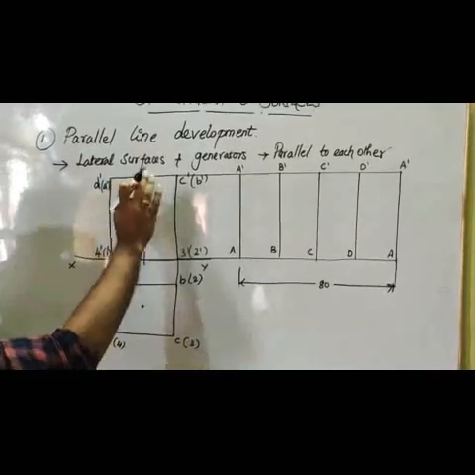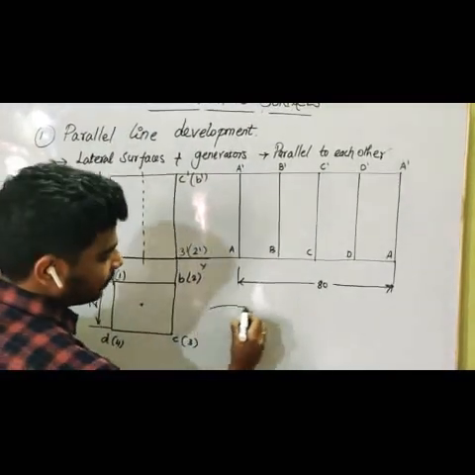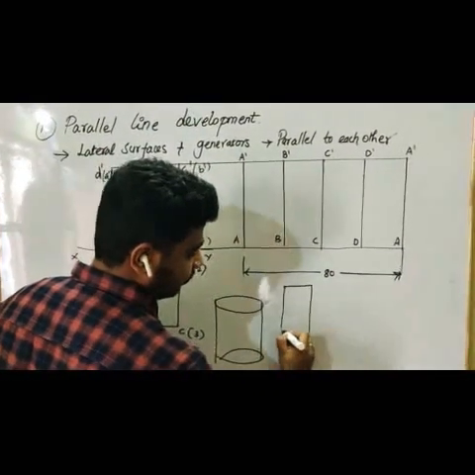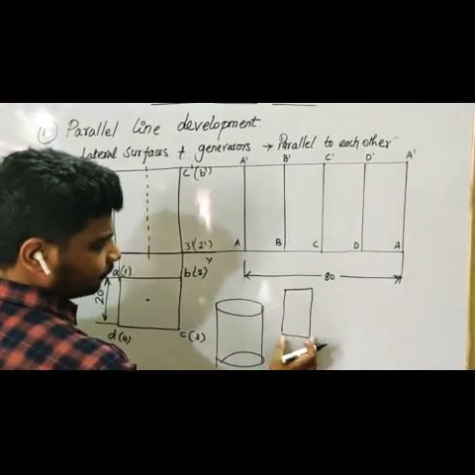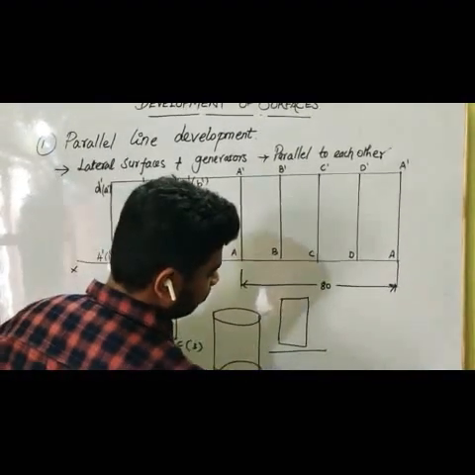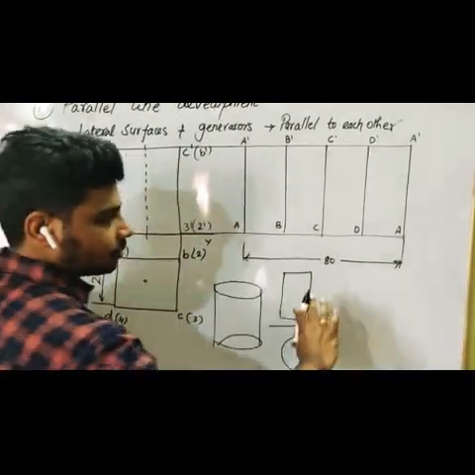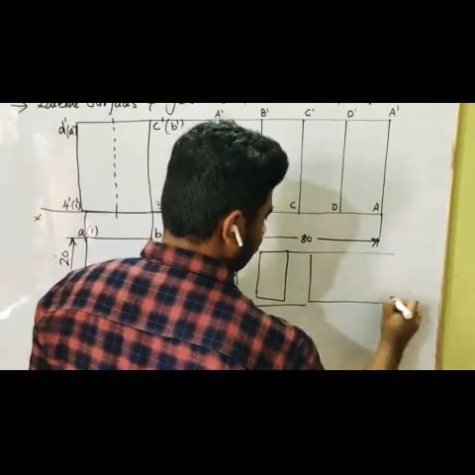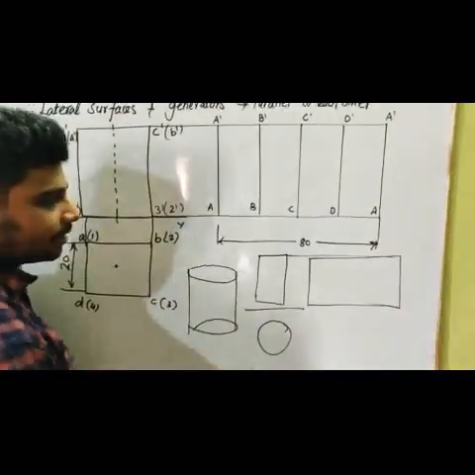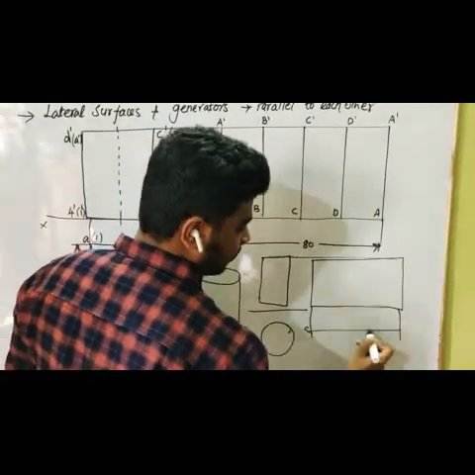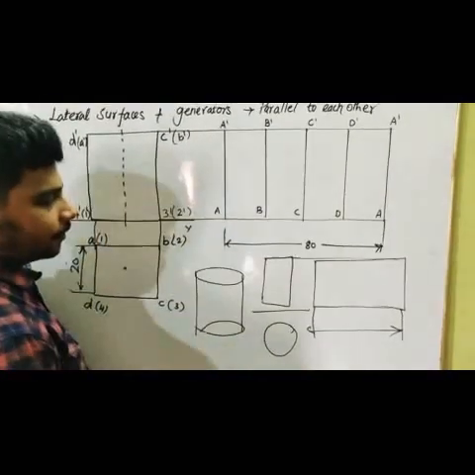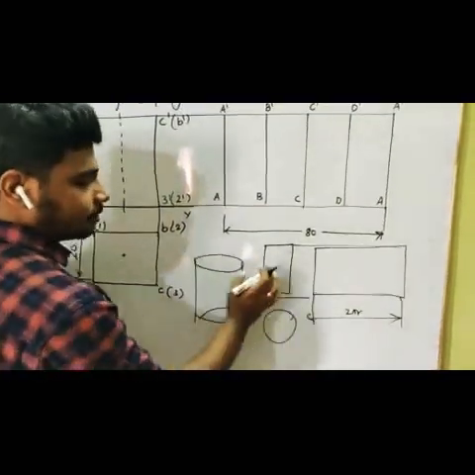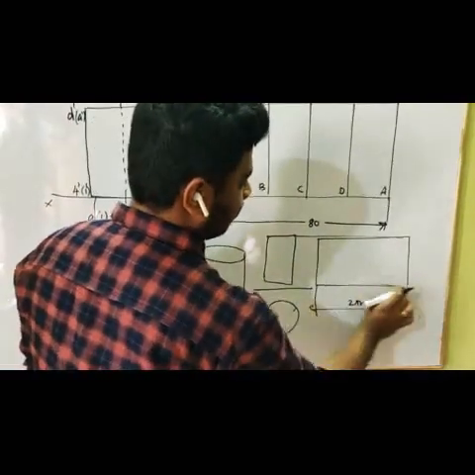In case you are taking a cylinder, so this is for a prism, so in case you are taking a cylinder, you know in the front view it has a rectangular shape, and the top view will be a circle, right? So when you develop a cylinder, when you stretch it out, you will get the same rectangular surface like this, right? The length of the rectangular surface will be equal to the circumference of your cylinder circle. So that is your 2 pi r. So that is the stretch out length of the cylinder.